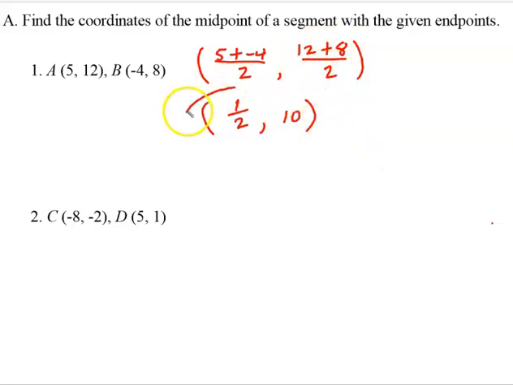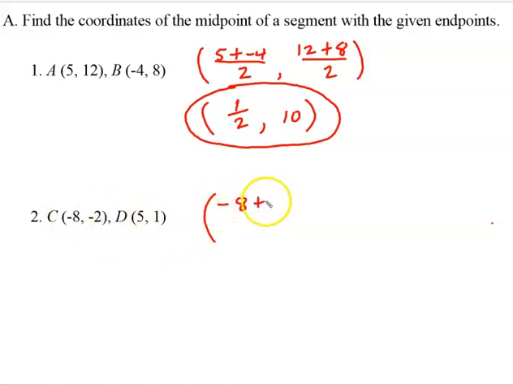And so that represents the coordinates of the midpoint of those 2 endpoints. All right, another example. What is the midpoint between C and D? So we take the 2 x-coordinates, -8 plus 5, divided by 2. Take the 2 y-coordinates, -2 plus 1, divided by 2.